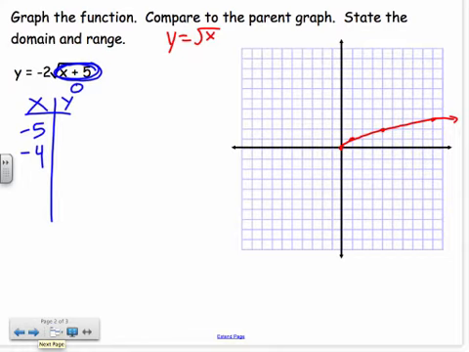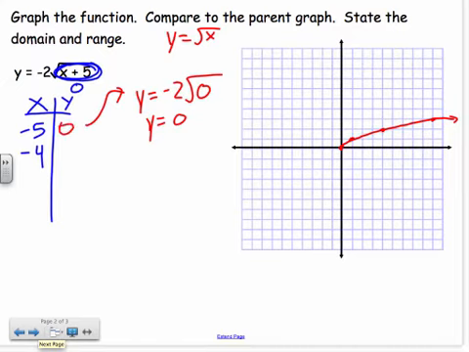Okay, so I plug in -5. I get y equals -2 times the square root of -5 plus 5, which is 0. So that's 0. So -2 times 0 is 0. So -5, 0. There's a different color with this. Okay, let's do the next one.